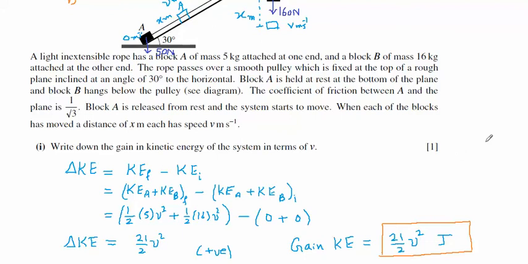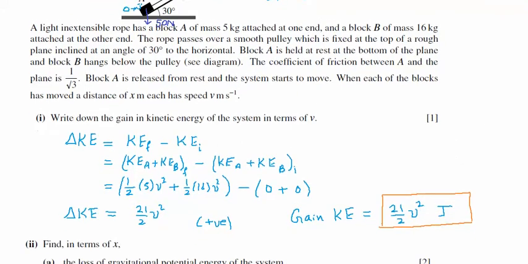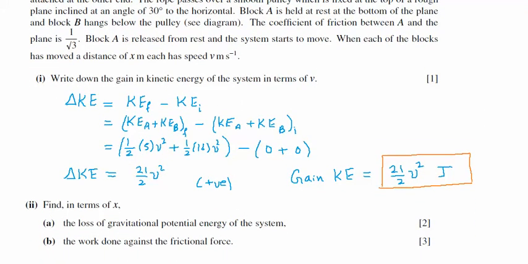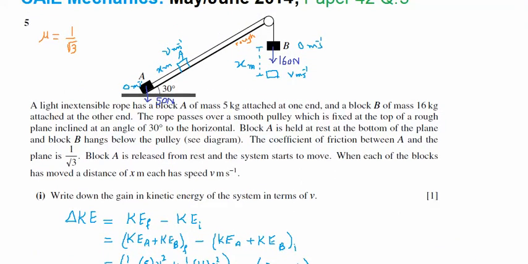Then the second part of the question is this: find in terms of x the distance moved by both the objects. Number A, the loss of the gravitational potential energy of the system. Since it is already declared in the question statement that there will be a loss, we are to find the loss in the gravitational potential energy, and then later we are to find the work done against the friction force, because the surface is rough, so there will be work done against the friction which is between the object A and the surface.